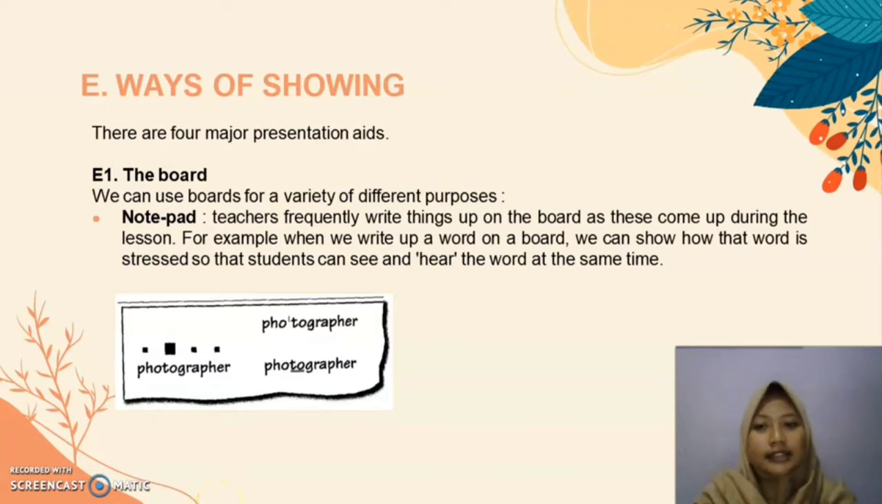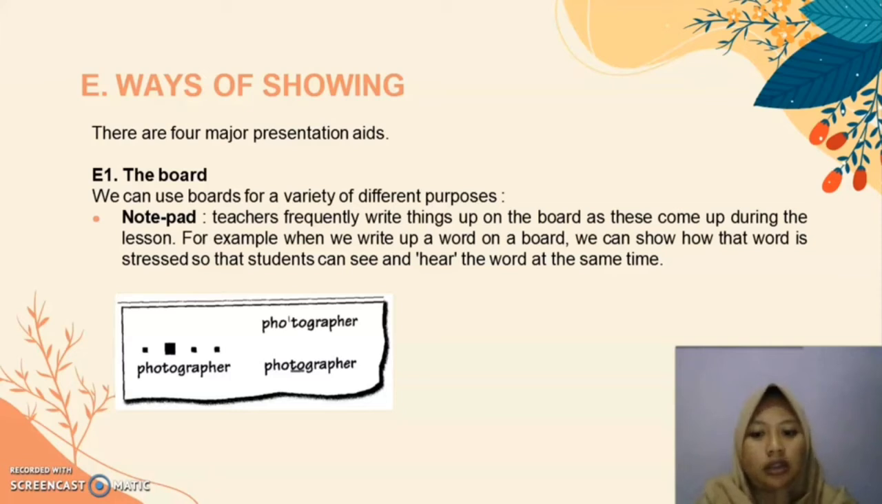So the next part is ways of showing. Over the years, technology has changed the way that teachers and students are able to show each other things, which is one of the most important functions of classroom equipment. So there are four major presentation aids. The first is the board.